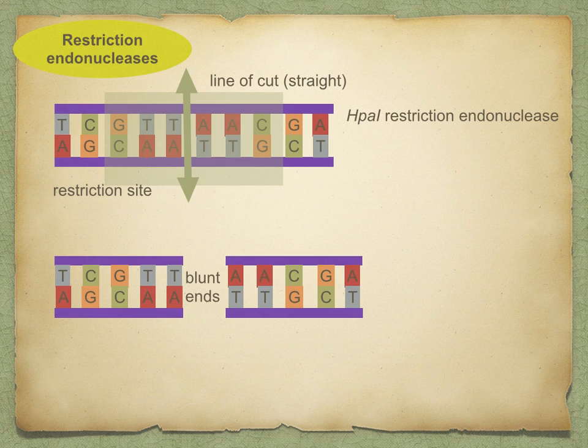So sometimes this cut occurs between opposite base pairs, and this leaves two straight edges known as blunt ends. For example, one restriction endonuclease cuts in the middle of the base recognition sequence GTTAAC. Other examples of restriction endonucleases that produce blunt ends are AluI and HaeIII.